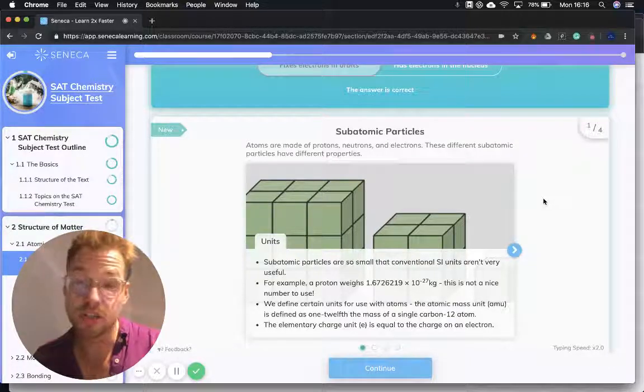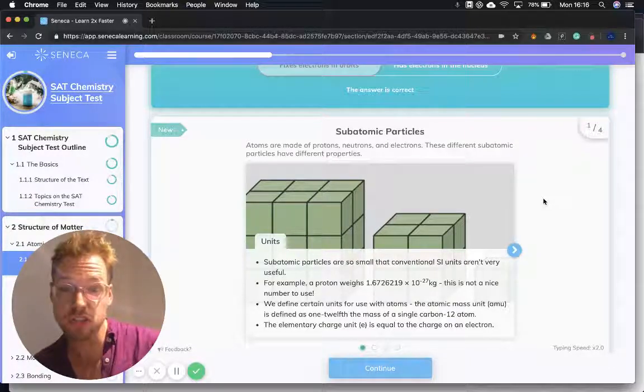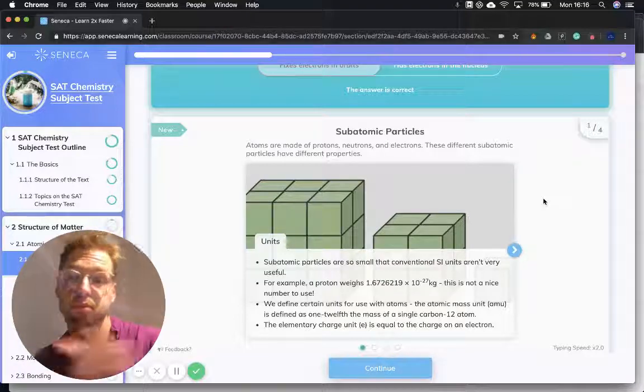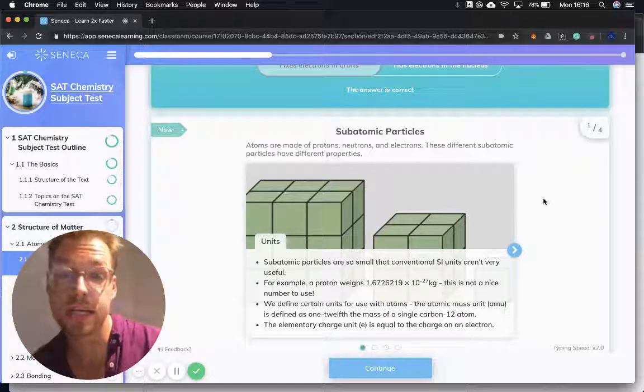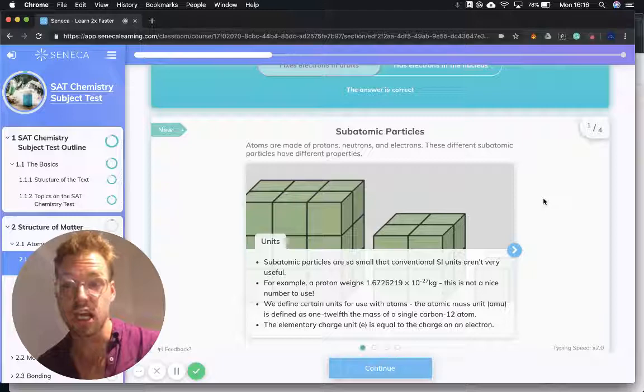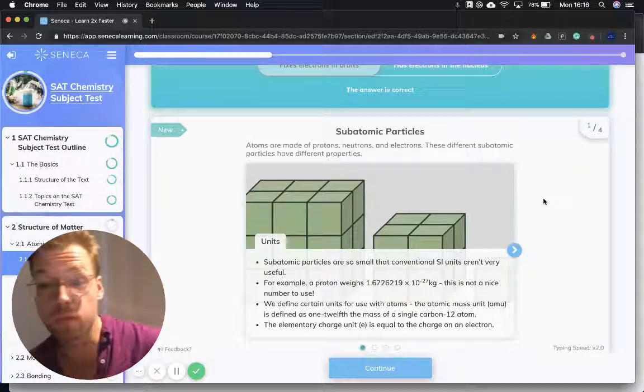But first, we need to talk about units. They're so small that conventional SI units like grams are completely useless. So, for example, a proton weighs, I don't even know, it's so small. It's like 1.67 times 10 to the minus 27 kg. Honey, that is not a nice number. That's not what we want to be using.